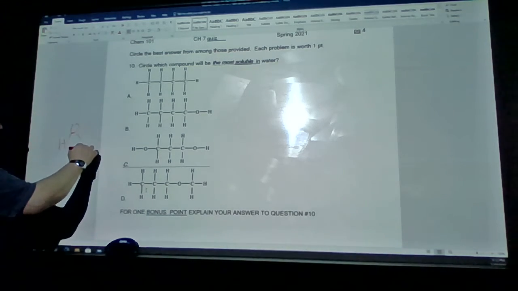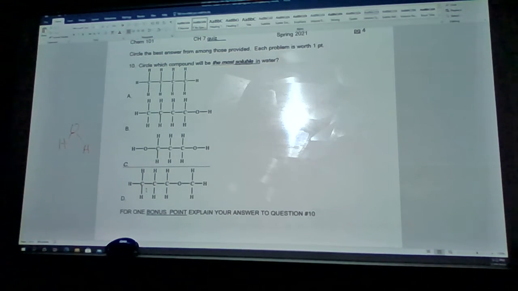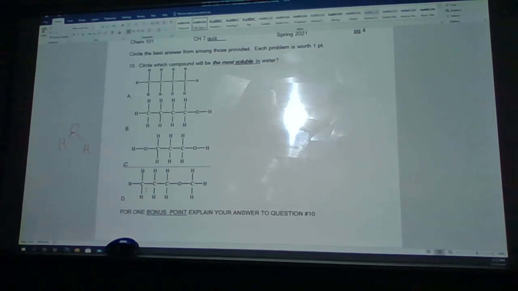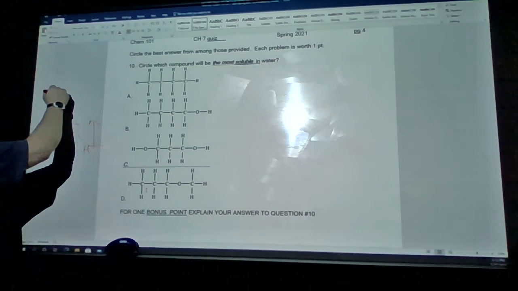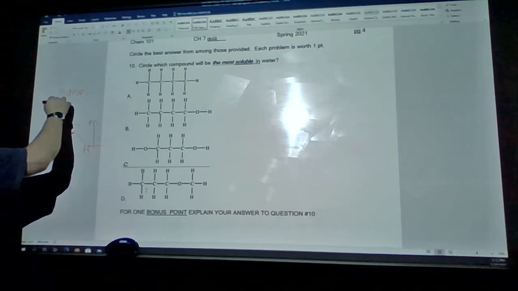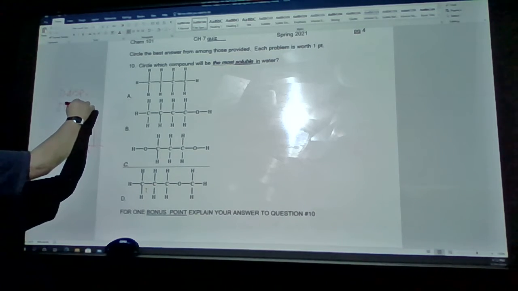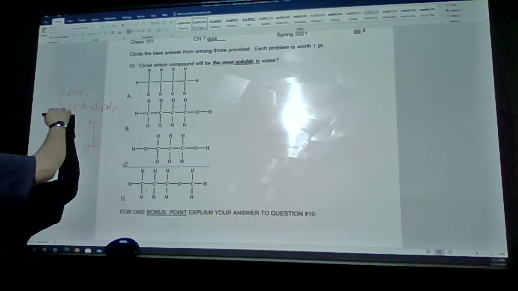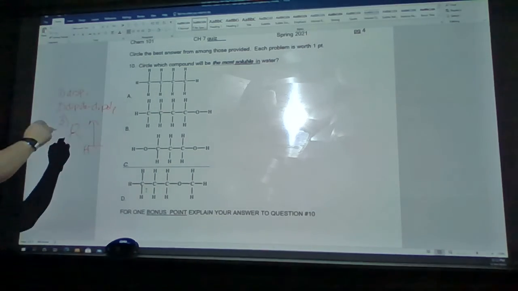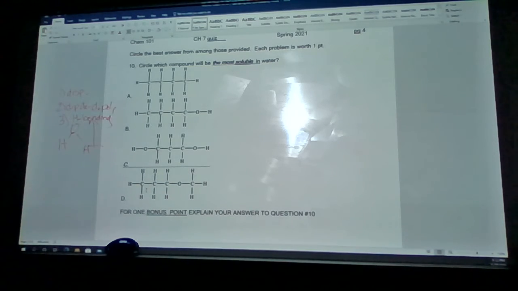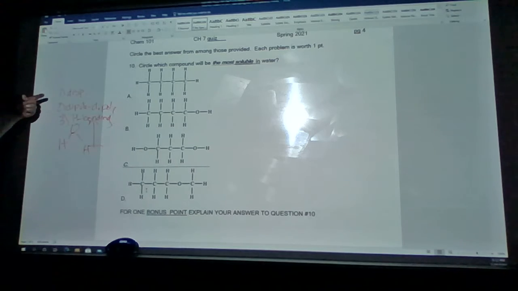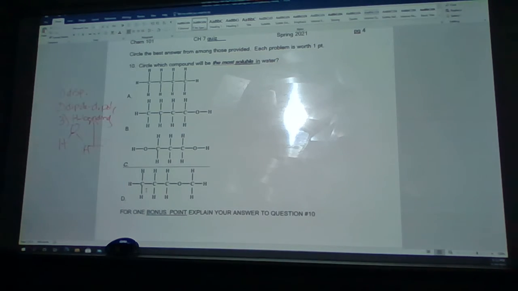Water has dispersion forces. Everything has dispersion forces. Water has dipole-dipole because the oxygen is much more electronegative than the hydrogen. So we have dispersion. We have dipole-dipole. Third, we have hydrogen bonding. So whatever compound we have that has dispersion forces, dipole-dipole, and hydrogen bonding is going to be most soluble.